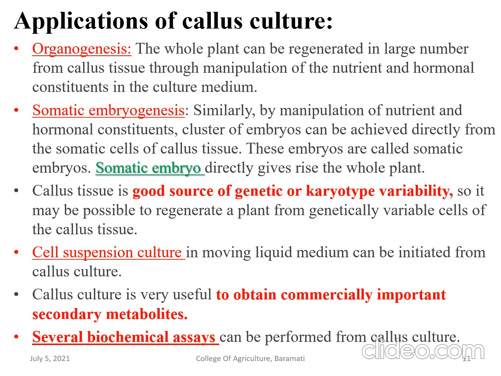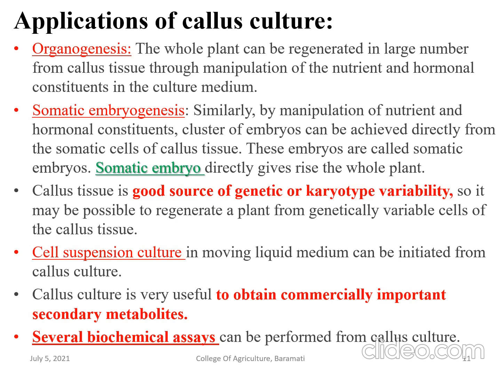Secondly, we use it for somatic embryogenesis to produce numerous somatic embryos. By manipulating the nutrient and hormonal constituents within the media, a cluster of embryos can be achieved directly from the somatic cells of callus tissue. These embryos are called somatic embryos. They directly give rise to a whole plant. So the final outcome is a complete plantlet.